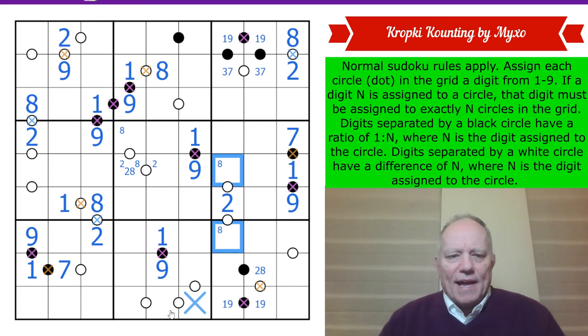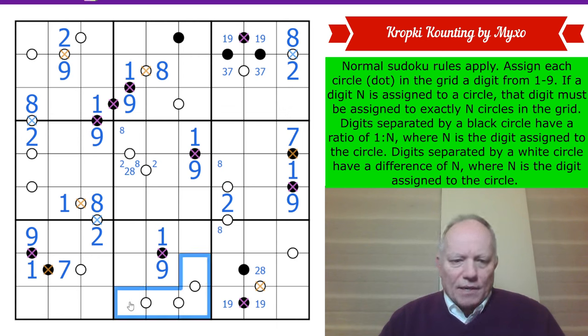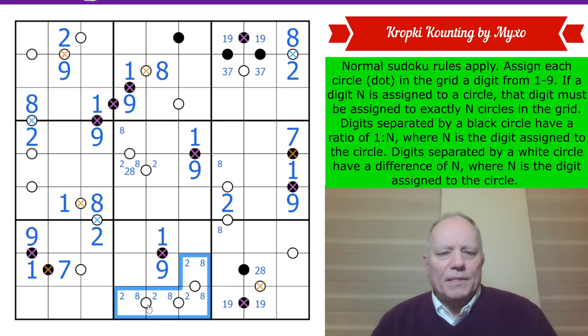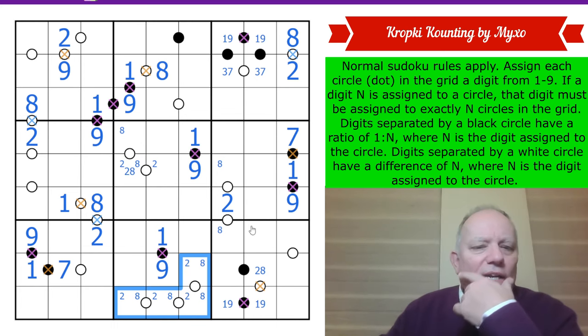And down here, okay, what in box 8 here? Which of these cells can be a 2-8 pair? It can't be, I don't know. Okay, all I'm going to do for now is write 2 and 8 amongst those cells. One of them is a 2-8 pair, and annoyingly, I don't know which one.